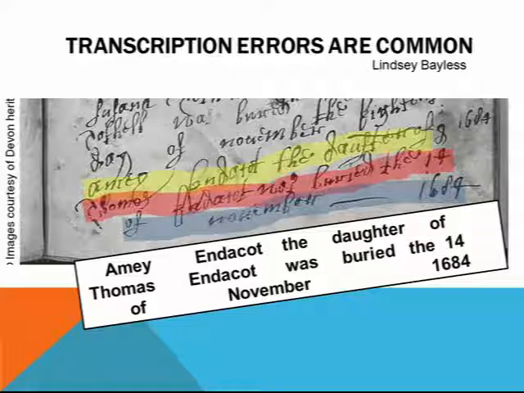Let's read it. On the yellow line, it says, Amy Endicott, the daughter of. On the red line, it says Thomas Endicott was buried the 14th. And on the blue line, it says of November 1684. So it reads, Amy Endicott, the daughter of Thomas Endicott, was buried the 14th of November 1684. Wait a minute. The transcription said that Thomas Endicott was the person who was buried.